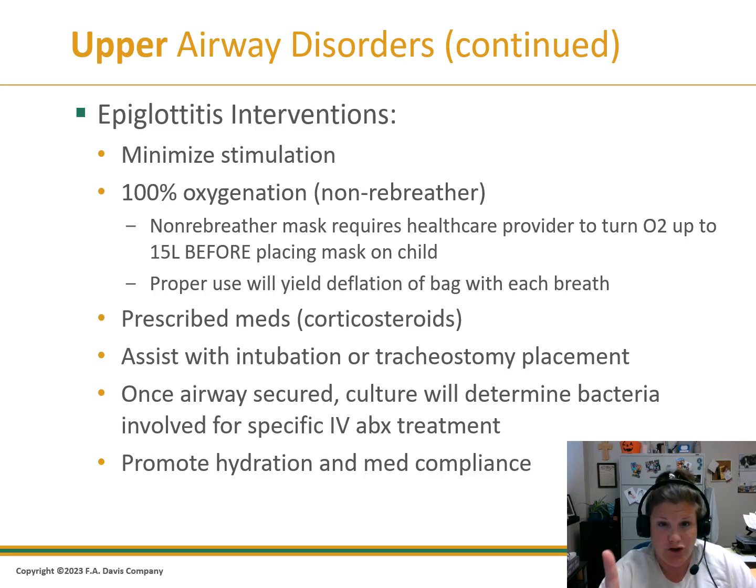Once airway is secured, so we are either intubated or the patient has been trached, that's when we want to do the culture that will determine what specific bacteria the patient has that needs a specific antibiotic IV. So we don't go trying to get that until after that airway is guaranteed patency. And that's why, again, we'll use a broad spectrum first. And our additional measures are to promote hydration, and since it's going to need some kind of antibiotic treatment, medication compliance for this patient.